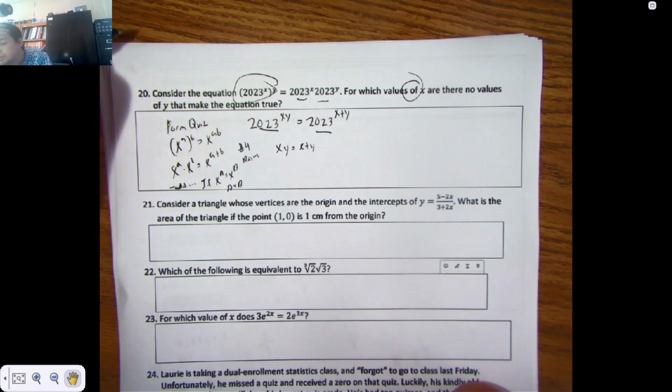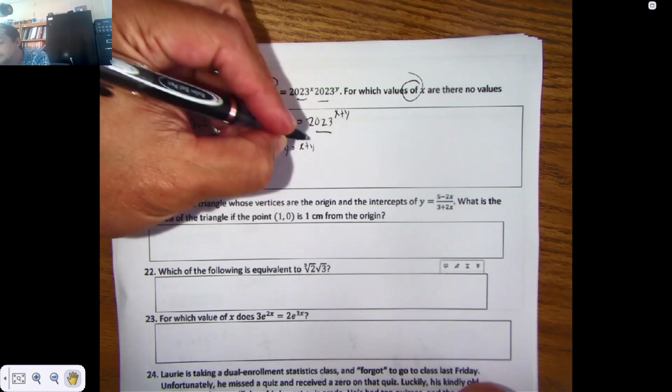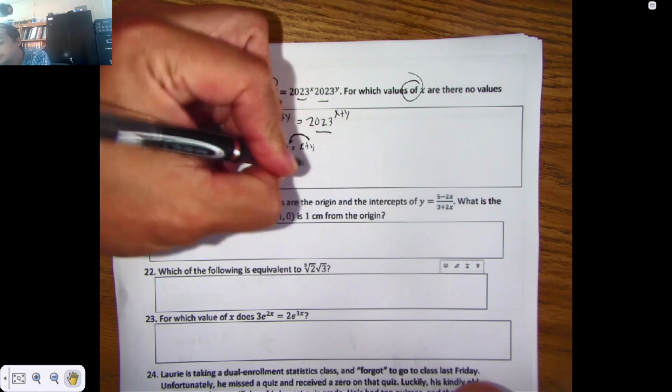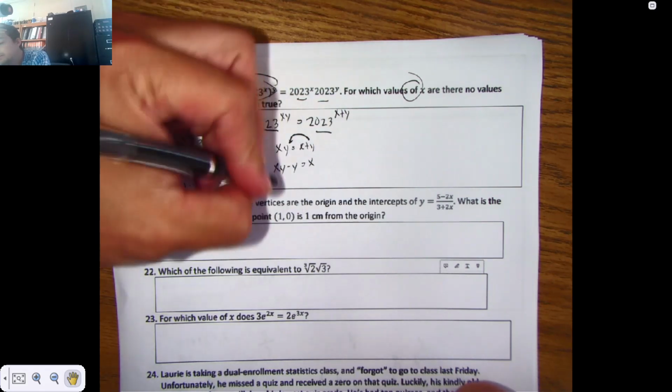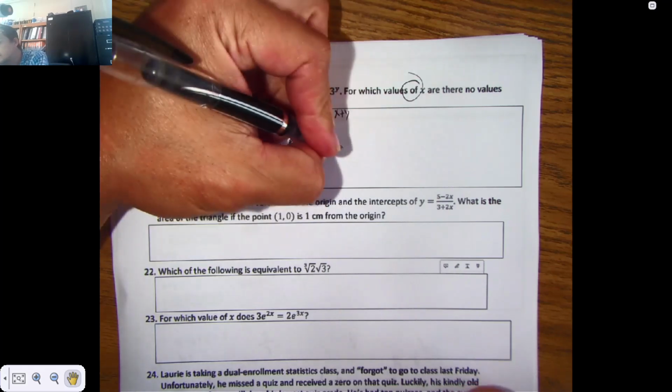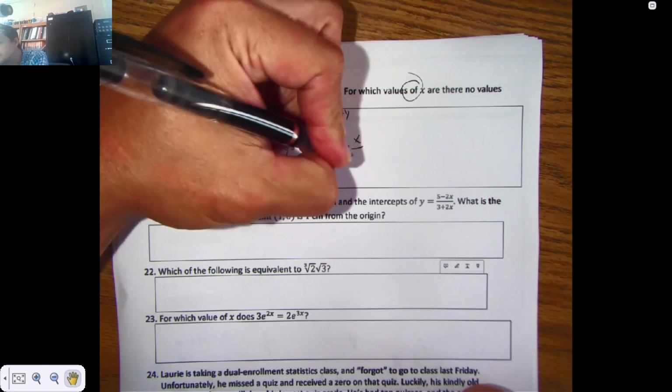For which values of x are there no values of y that make the equation true? All right, so we're going to solve this thing for y. We're going to move this guy over here. xy minus y is x. We're going to factor: y times x minus 1 is x. And then we're going to divide. So y is x over x minus 1.